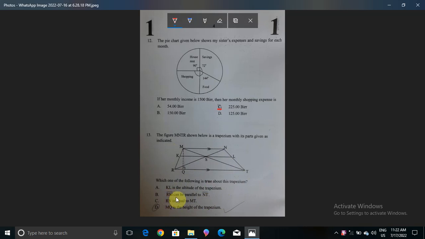Okay, RM can be parallel to NT. No. RN is equal to MT. No. MQ is the height of the trapezium. Yes. MQ is the height of the trapezium. So that means the correct answer for question number 13 will be choice D.